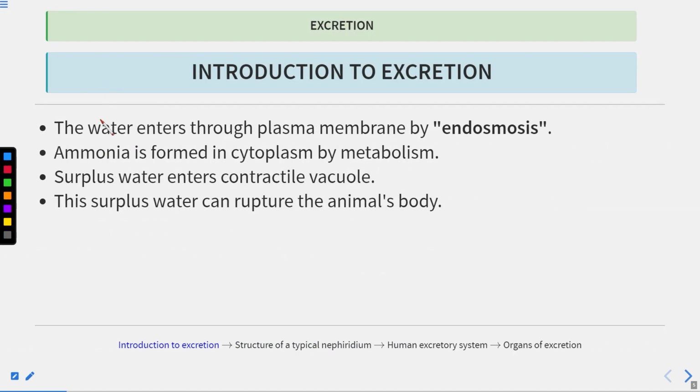Now, ammonia is removed from the body, but what happens? The water enters through the plasma membrane inside the amoeba with the help of the process known as endosmosis. So ammonia and carbon dioxide are eliminated out of the amoeba with the help of diffusion, but the uptake of water takes place with the help of endosmosis. Endo means getting inside, and osmosis, you must be knowing about the process of osmosis. Osmosis means movement of the solvent particles.